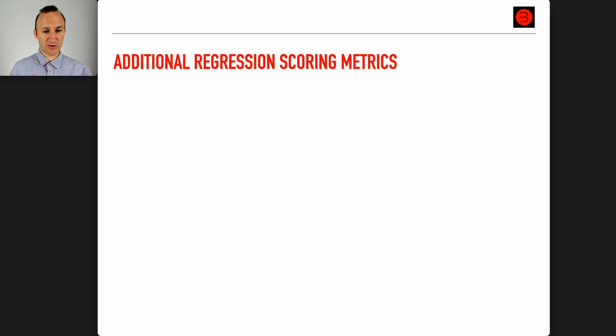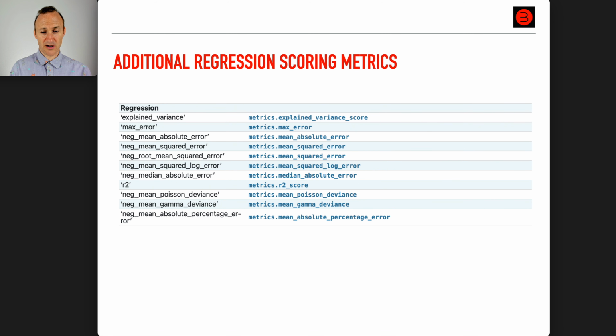Now, there are additional regression scoring metrics. I tend not to use any of them, but here they are for sklearn. I suppose that you would want to use some of these in some cases. Note, by the way, you do see a negative mean squared error on here, but not a negative root mean squared error. So that's the one we'll be using to get the root mean squared error. You just have to end up taking the negative square root.